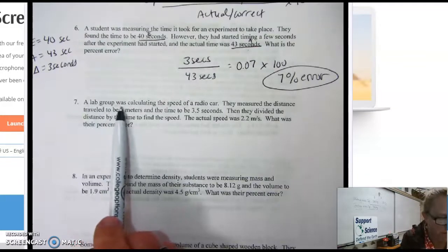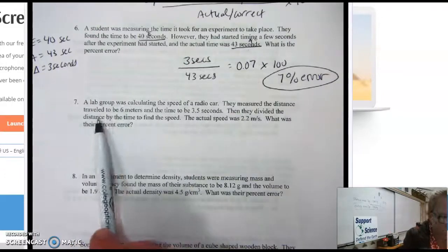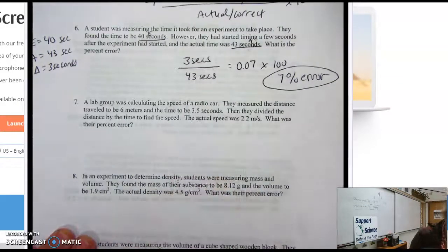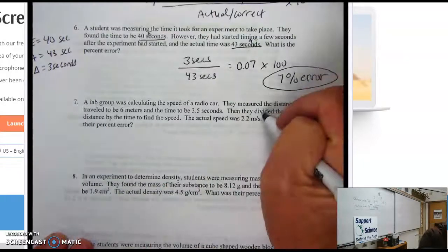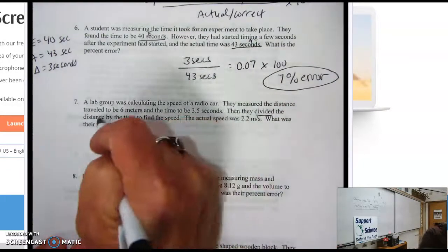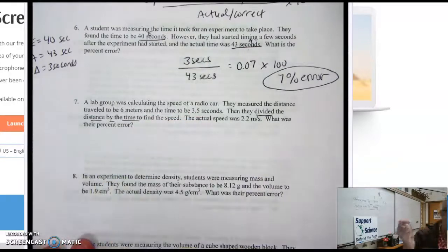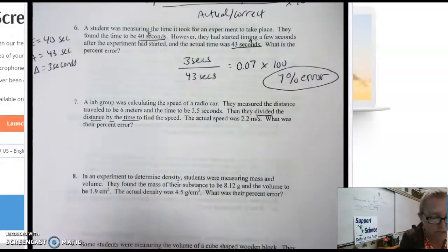But a lab group was calculating the speed of a radio car. They measured the distance traveled to be 6 meters and the time to be 3.5 seconds. Okay? So then they divided the distance by the time to find the speed. So this tells you what you need to do right here. Divided the distance by the time to find the speed. Okay, and then they give you the actual speed. So you have to do this step first.